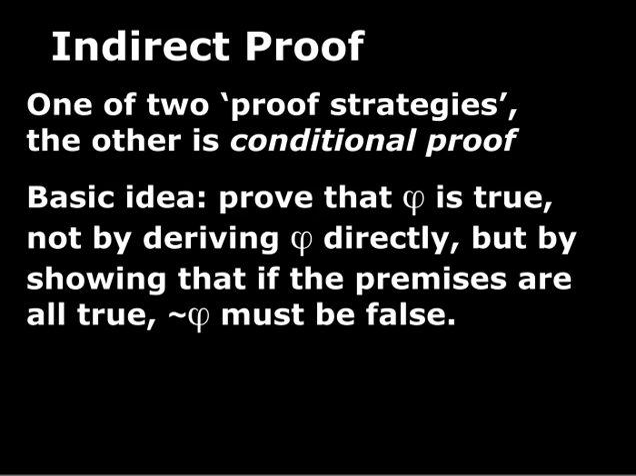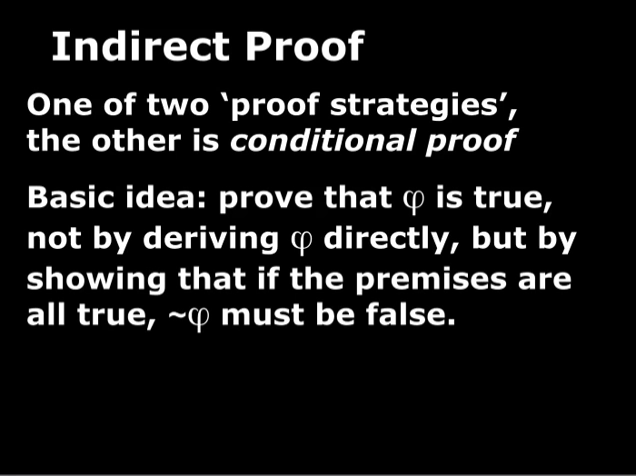Remember, with conditional proof, you would assume the antecedent of a conditional, derive the consequent, close the subproof, and that's how you derived the conditional. In indirect proof, what you're going to do is derive a statement phi, and it can be any statement. It could be an atomic statement, it could be a conditional, it could be anything. So this is one difference between indirect proof and conditional proof. With conditional proof, you could only directly derive a conditional. Indirect proof, you can directly derive anything.